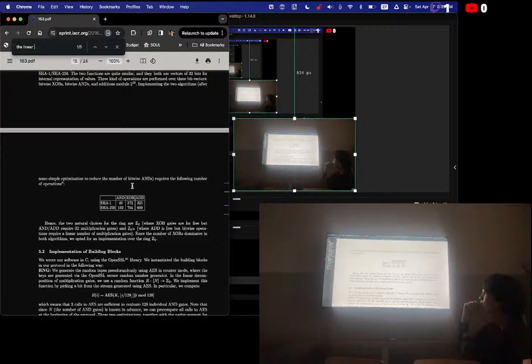Wait, but isn't addition in a binary field XOR? Isn't that correct? Or sorry, binary ring, isn't it XOR? Yes, because every addition is computed mod 2. Yeah. Or no, even in 2 to the 32. I don't think so because it's a bitwise XOR. Oh, bitwise. Yeah. No, but yeah, adding is XORs, right?